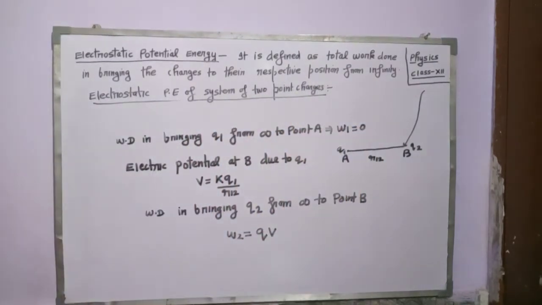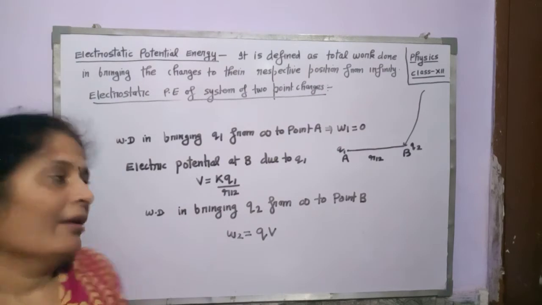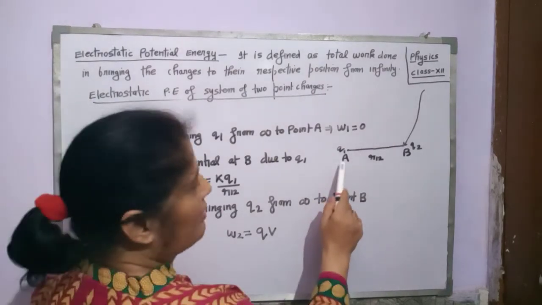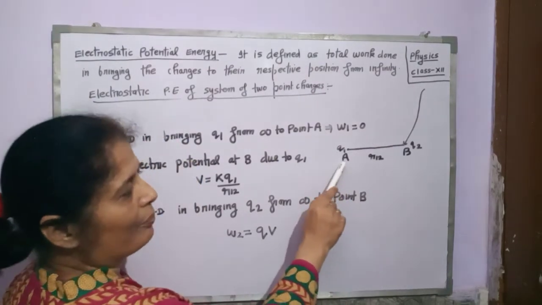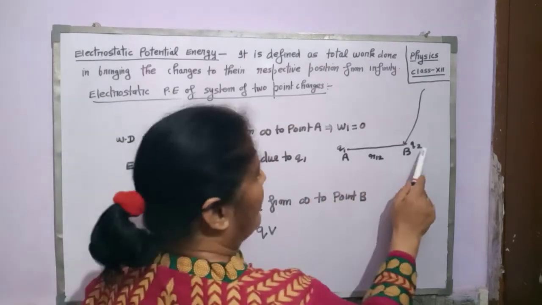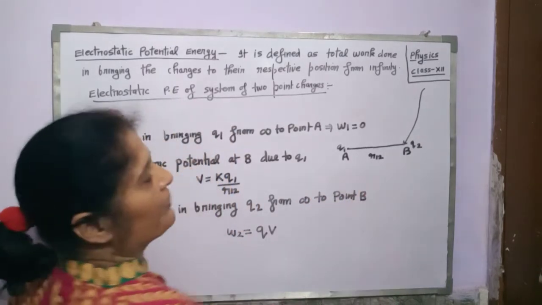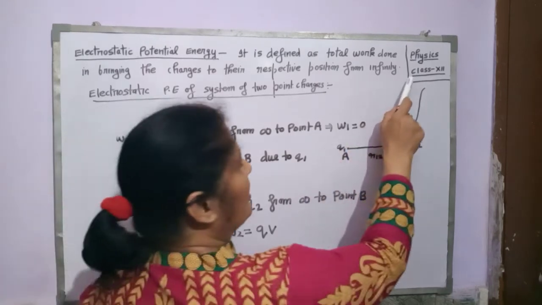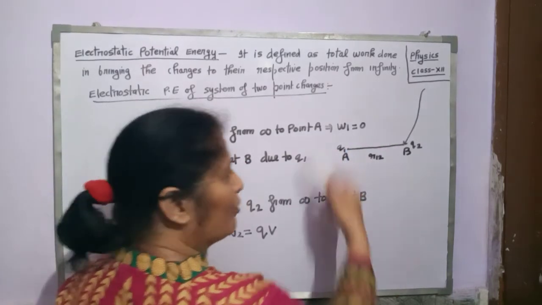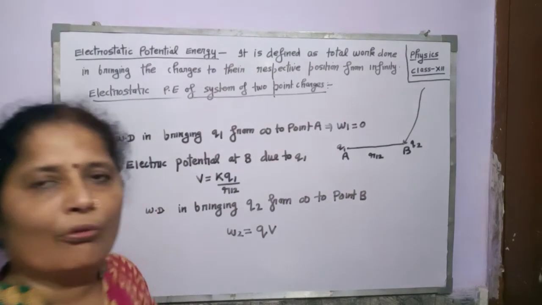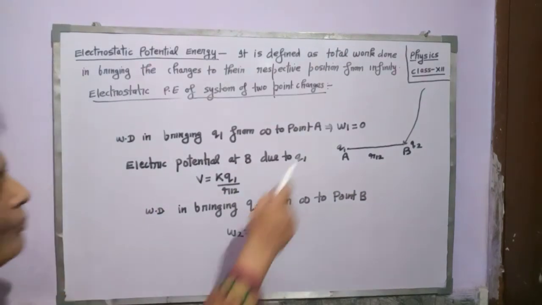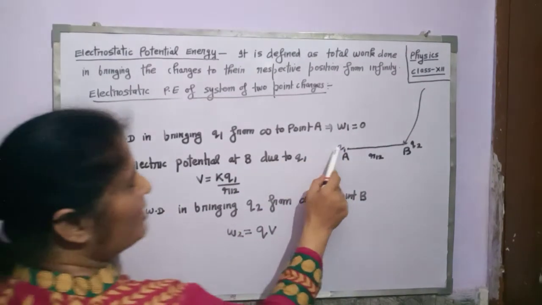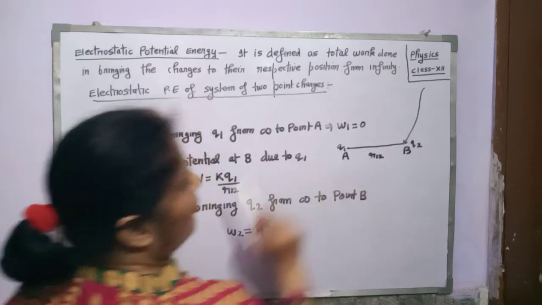Now we have to determine the electrostatic potential energy of a system of 2-point charges. There is no electric field at all. Here there are two charges. The charge Q1 is placed at position A. Charge Q2 is placed at position B. Now first I am bringing charge Q1 from infinity to point A. Since there is no electric field, no work is done. So work done W1 is equal to 0 in bringing the charge Q1 from infinity to this point.